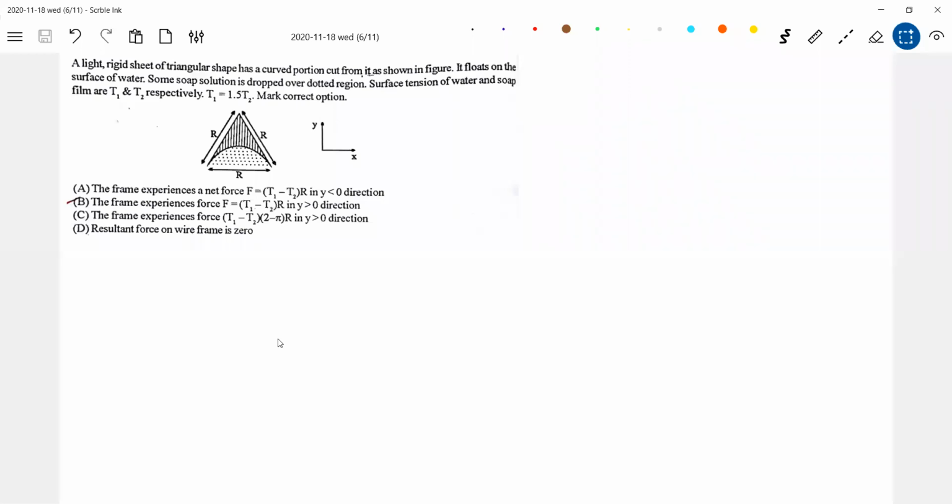Let's try to understand the question. A light rigid sheet of triangular shape has a curved portion cut from it as shown in the figure. It floats on the surface of water.